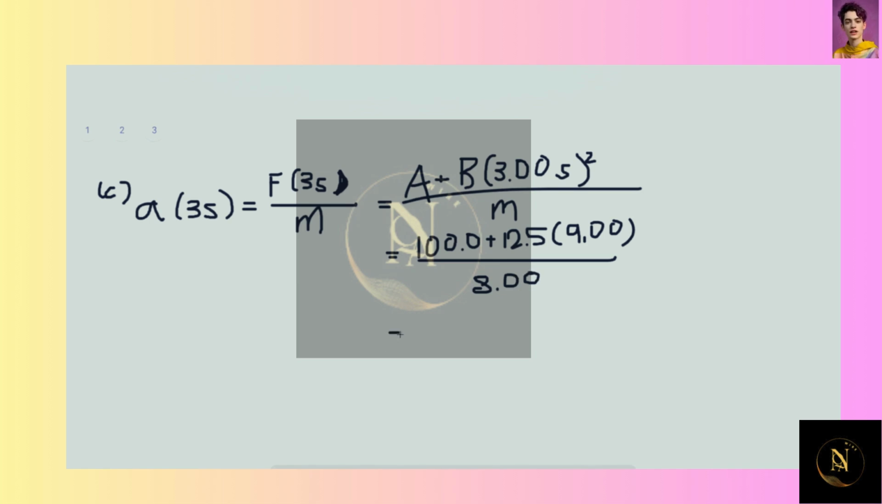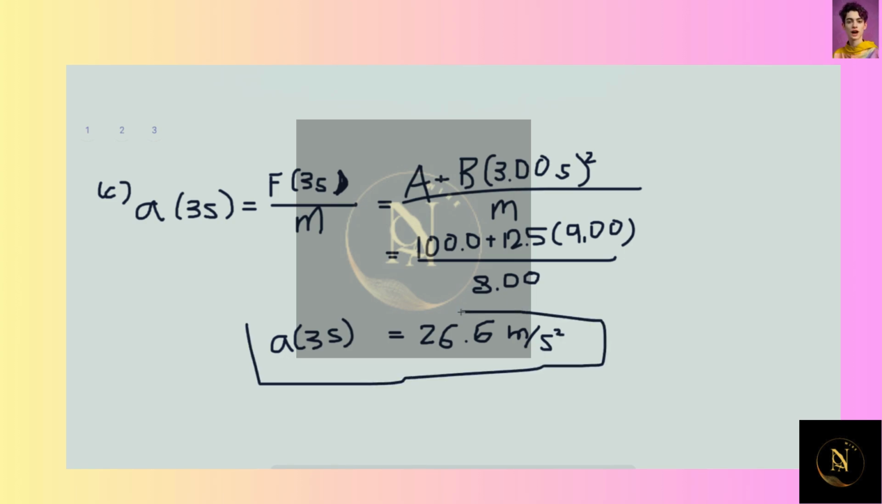Okay, so here goes the answer that I blurted out earlier, which is the acceleration in the middle of space after 3 seconds being equal to 26.6 meters per square second. Big box around that. Okay, now we're done.